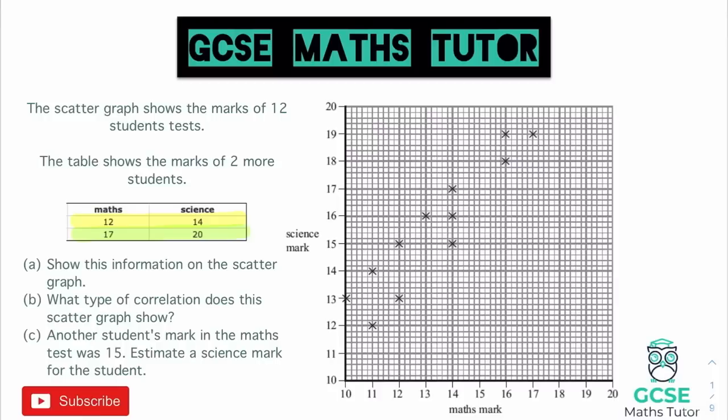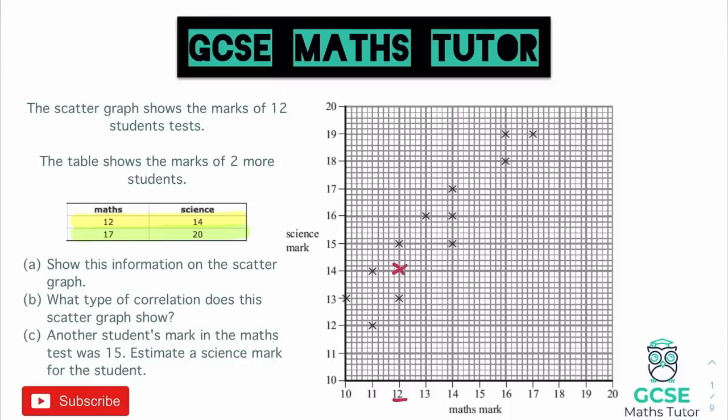Now in part A of the question, it then says show this information on the scatter graph. So we need to plot these 2 points. So we'll start with that yellow one there. We've got a maths mark of 12, which we can find down the bottom here of 12. And then we're going to go up to 14, and we're just going to follow what they already have, which is just putting a little X on that point there.